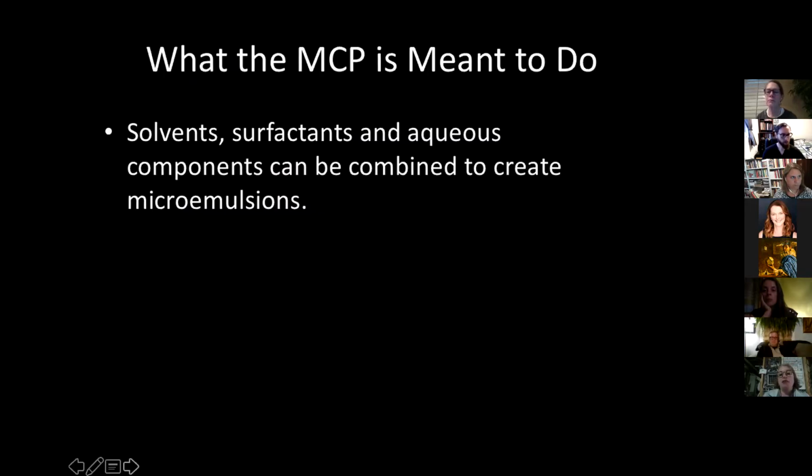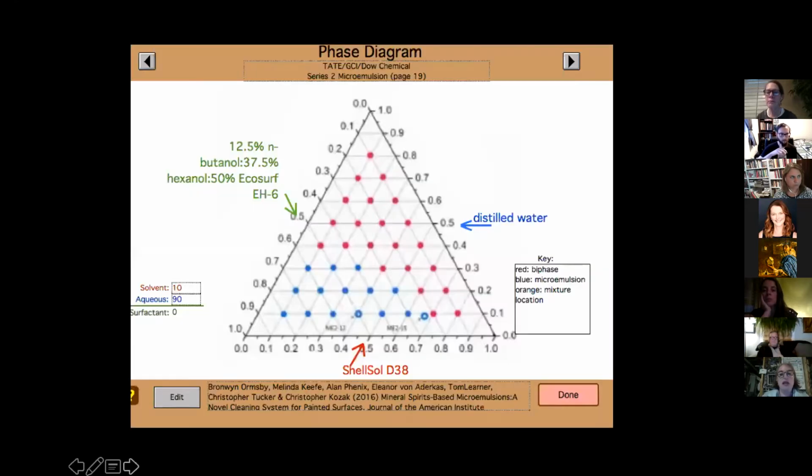And solvent, surfactants, and aqueous components can be combined to create microemulsions. And here you have the different proportions of surfactant, water, and solvent. And you would follow the dots. And if you have a blue dot, that shows that it will form a stable emulsion, and a pink dot shows an unstable system.